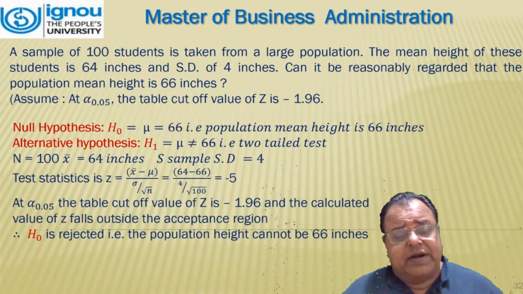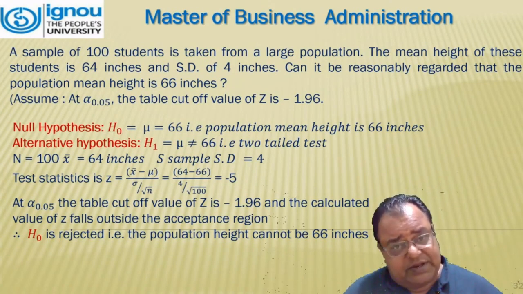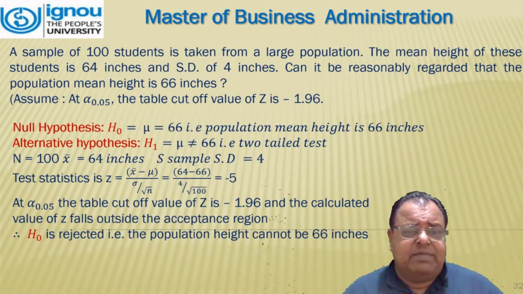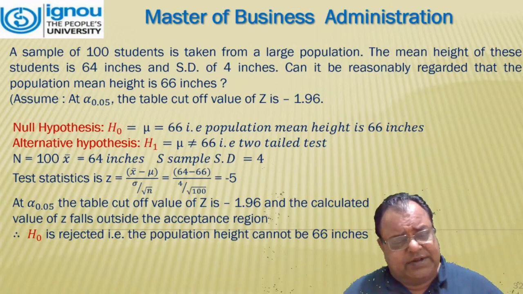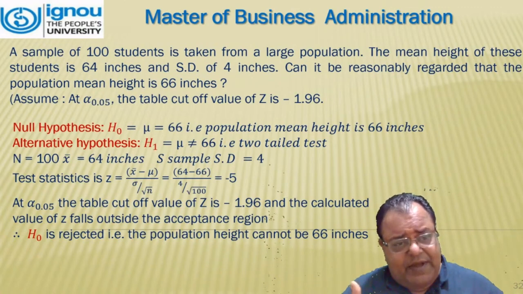A sample of 100 students is taken from a large population. The mean height of these students is 64 and standard deviation is 4. Can it be reasonably regarded that the population mean height is 66 inches? The value of z at 5% is 1.96.